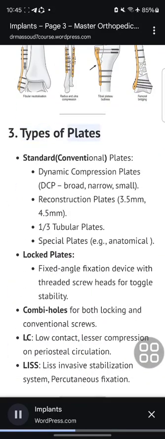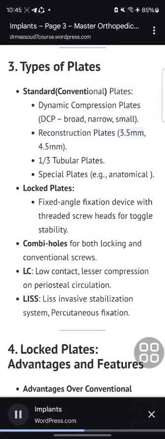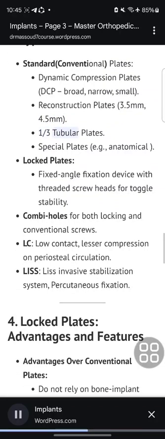3. Types of plates. Standard, conventional plates. Dynamic compression plates, DCP: broad, narrow, small. Reconstruction plates: 3.5 mm, 4.5 mm. 1/3 tubular plates. Special plates, e.g., anatomical.